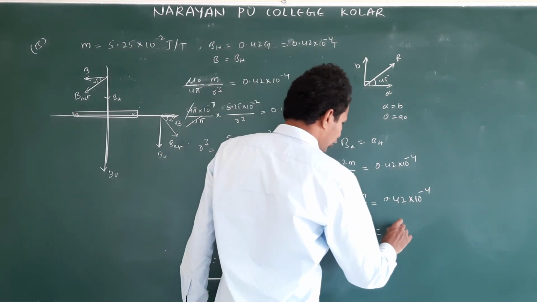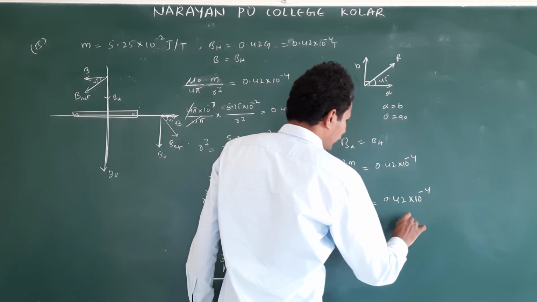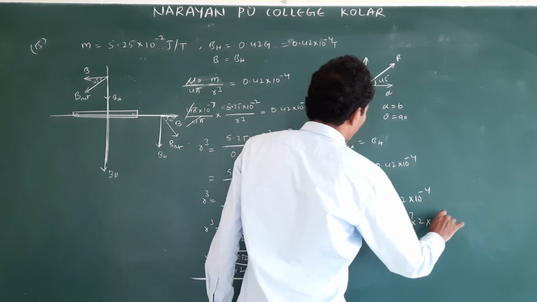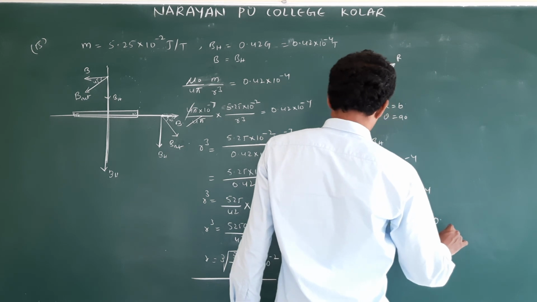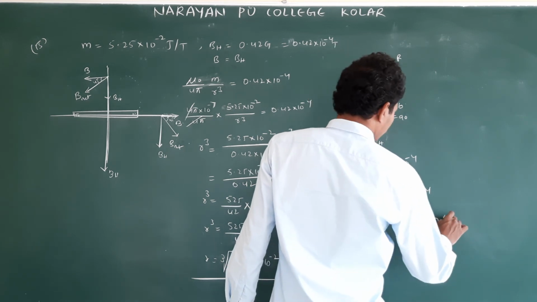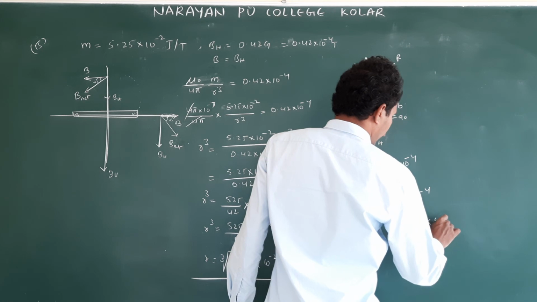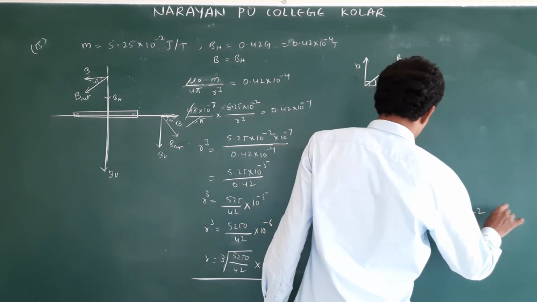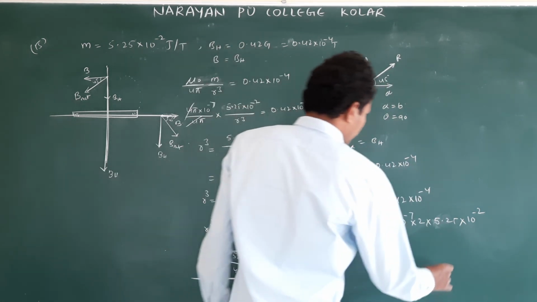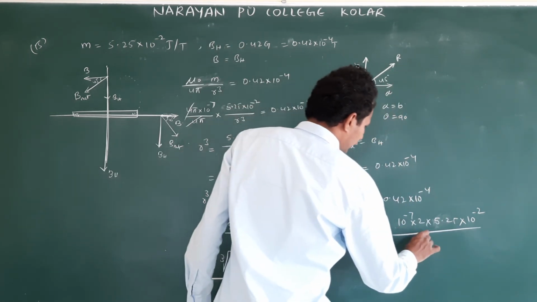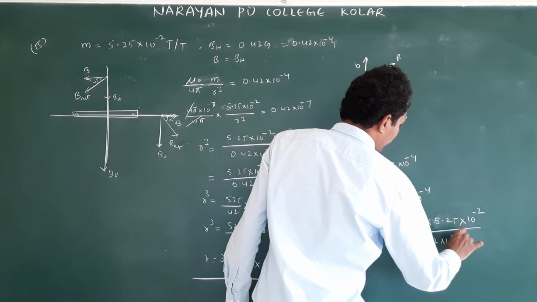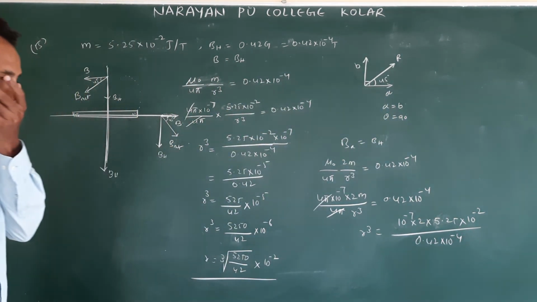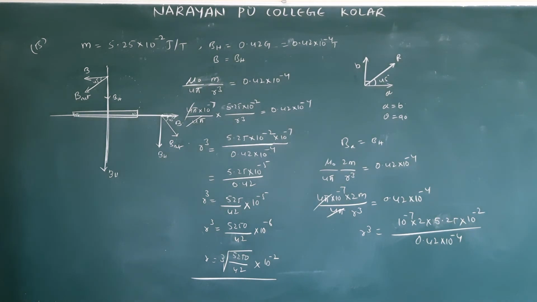Now make it this: 10 power minus 7 into 2 into the M value, 5.25 into 10 power minus 2, by 0.42 into 10 power minus 4. Same calculation. Clear? So find the cube root, we will get the answer. Clear? Next we will see completed.